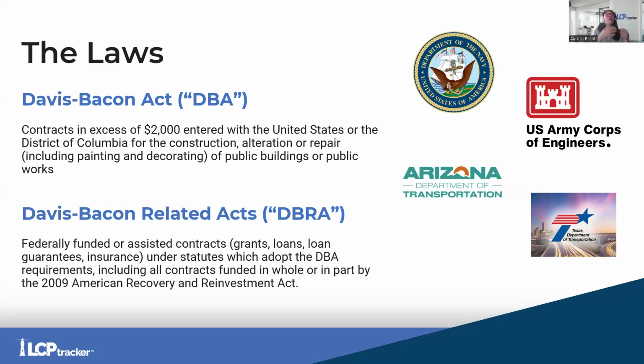So, for example, if Caltrans, which is the DOT department in the state of California, if Caltrans decides to take that federal money that they receive and contract out several projects for whatever highway work, then those projects that use federal money would be subject to the Davis-Bacon and related acts. So that's the main difference there. Davis-Bacon Act, direct contract with federal government. Davis-Bacon related acts uses money or some type of funding or support from the federal government.